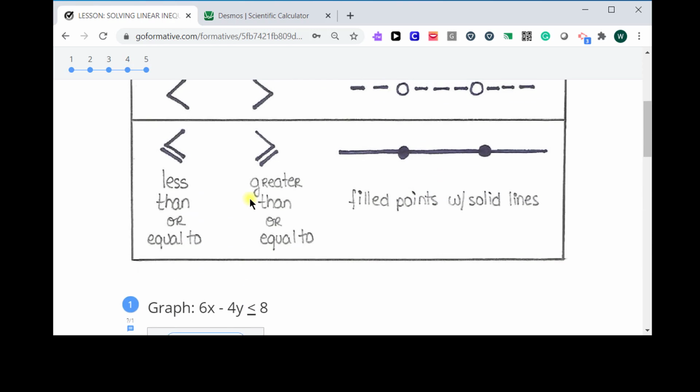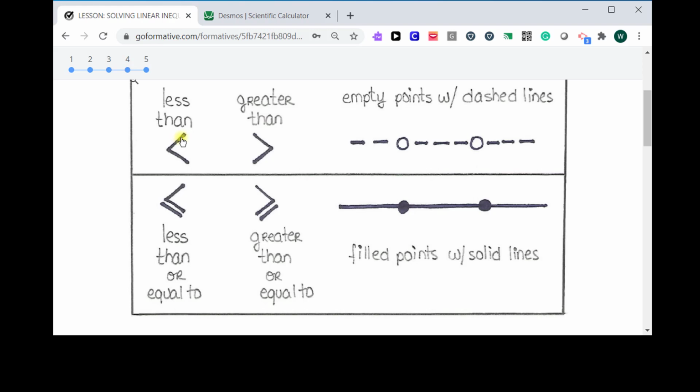I just want to point it out. Please remember that if you have inequality symbols without the dash underneath, you're going to have empty points with dashed lines. And if you have a dash underneath the inequality signs, then you're going to have filled points with solid lines.